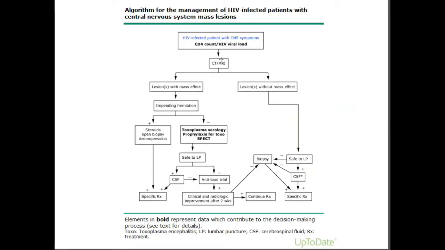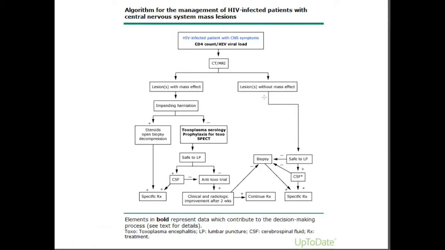Once patient comes in with CNS symptoms, we may or may not know their CD4 count or viral load. But after the CAT scan or MRI, we can see whether patient has a mass lesion or without mass lesion. So I like this category from UpToDate. If there is a mass effect on the MRI, then you can follow the algorithm on the left side.